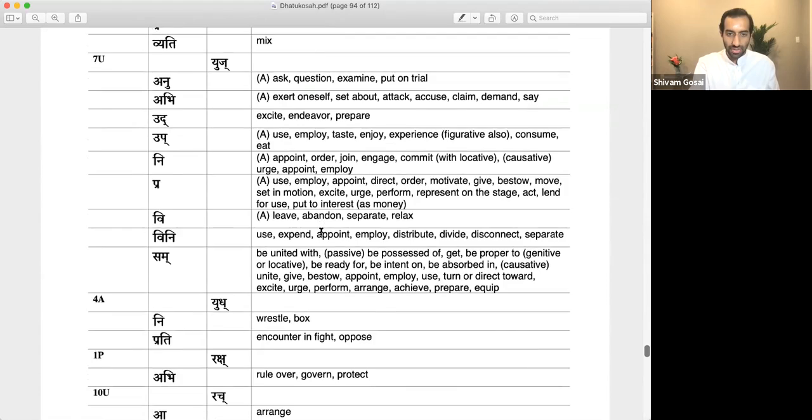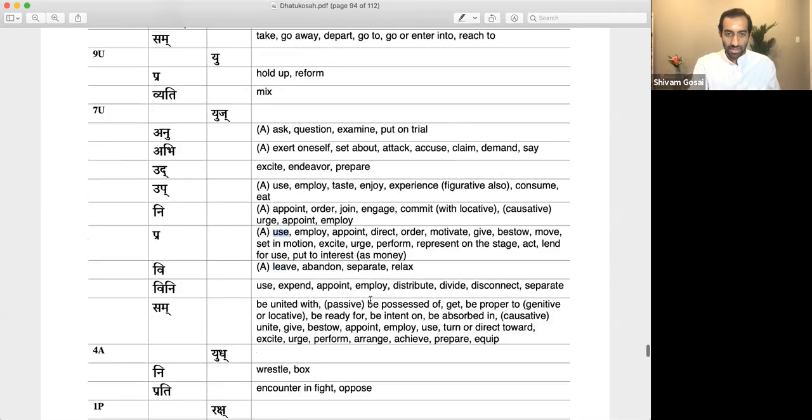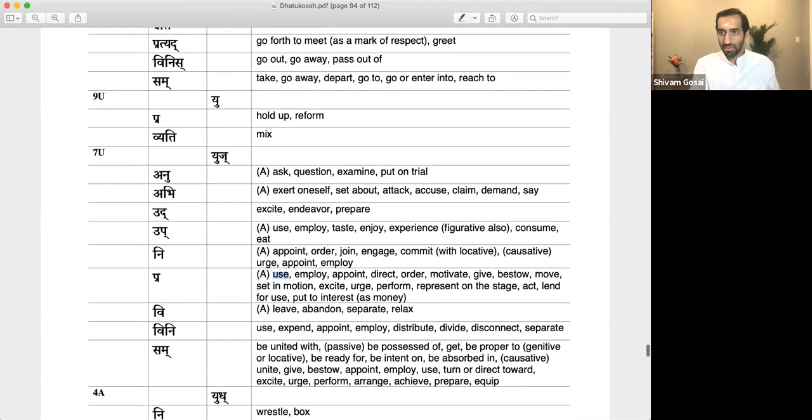So yuj, this is page 91. I see yuj, and now I see pra yuj, right? So this is yuj dhatu, 7U, plus pra, so prayuj. And then I see the first meaning: to use or to employ. There are a lot of different meanings here. It really can be any of these, but this works in this case, using the first one. Okay, so let me switch screens again. So prayuj, I just searched from 91.